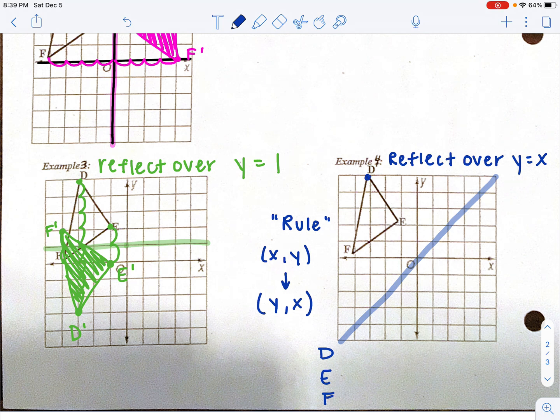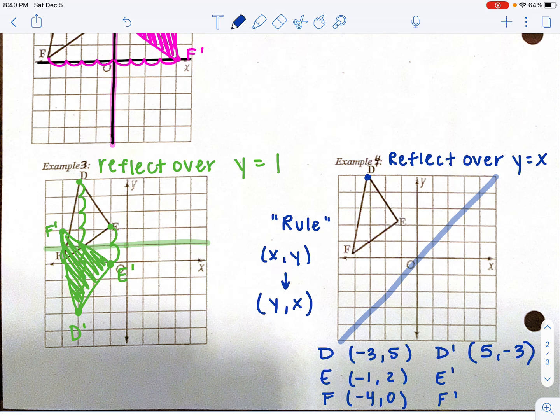All right, so D is at -3, 5. E is at -1, 2. And F is at -4, 0. So when we do this transformation to get D prime, E prime, and F prime, all we have to do is flip-flop their order. So D was -3, 5. D prime is going to be 5, -3.